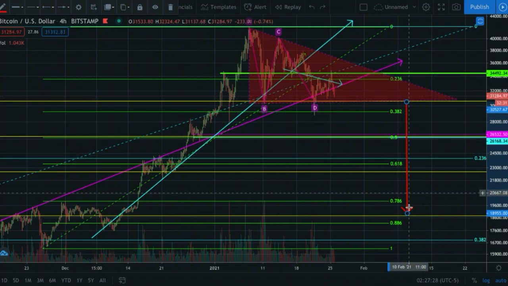We're not just going to dump down here in one single move. We're going to break down from support. Then it's going to look like a descending channel. Then we're going to break down again. We're going to continually retest the highs.